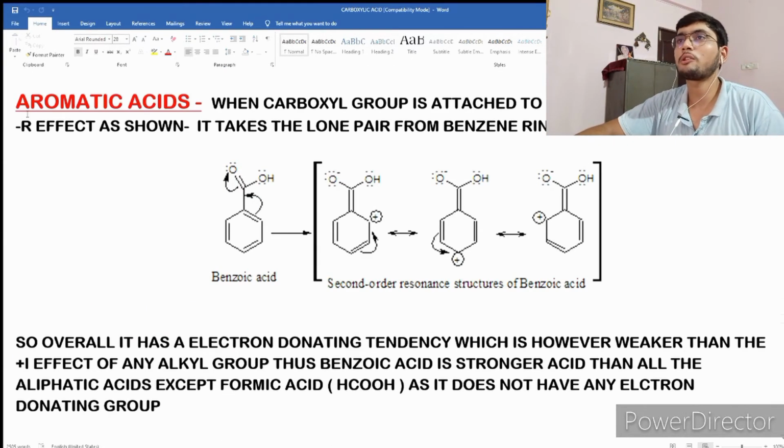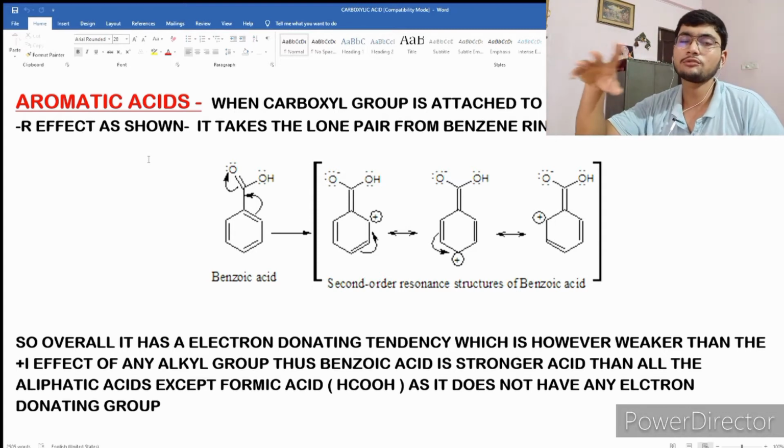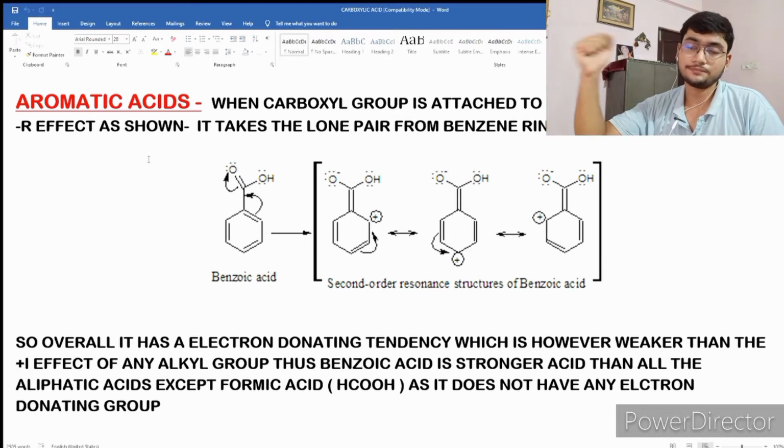So now let us study about the aromatic acid. Till now we have studied about the aliphatic acid. So basically in aliphatic acid only inductive effect takes place, but in aromatic acid resonance effect also takes place and inductive effect also takes place. So basically when the carboxylic group is attached to the benzene ring, the carboxylic group acts as a minus R effect group. Okay, now what is a minus R effect group? That is, the minus R effect groups are those which accept the lone pair from the benzene ring.